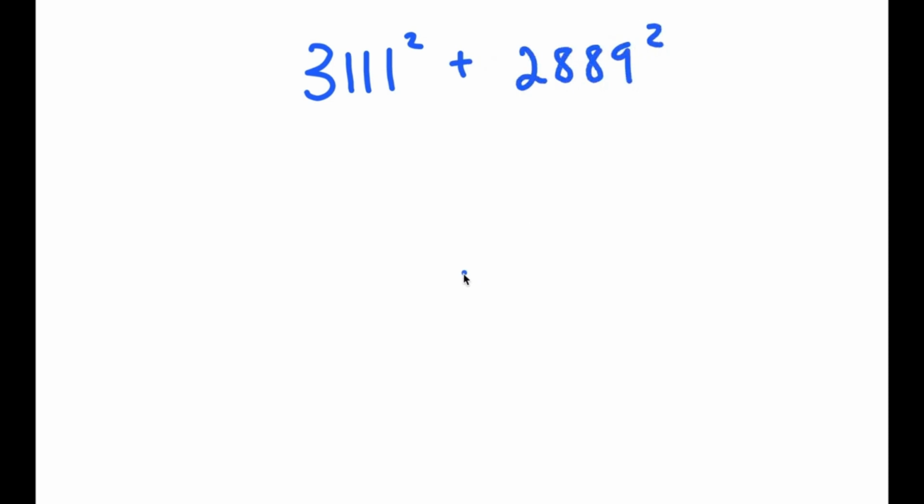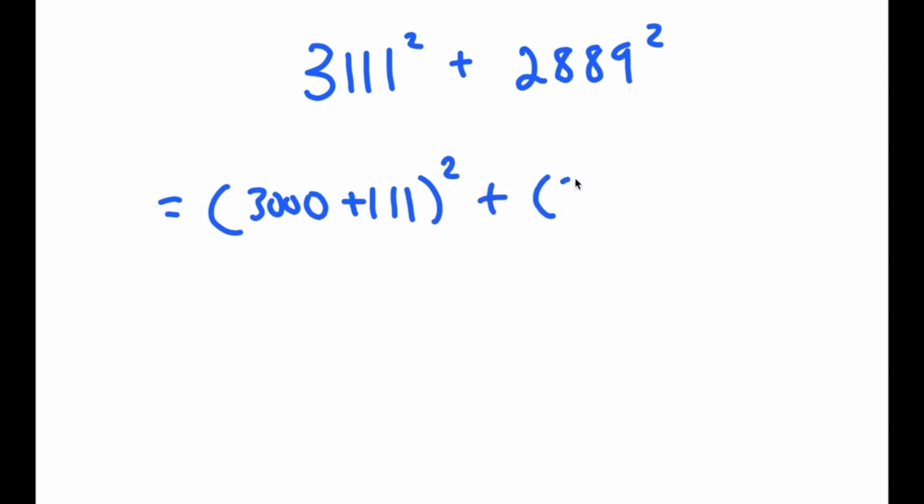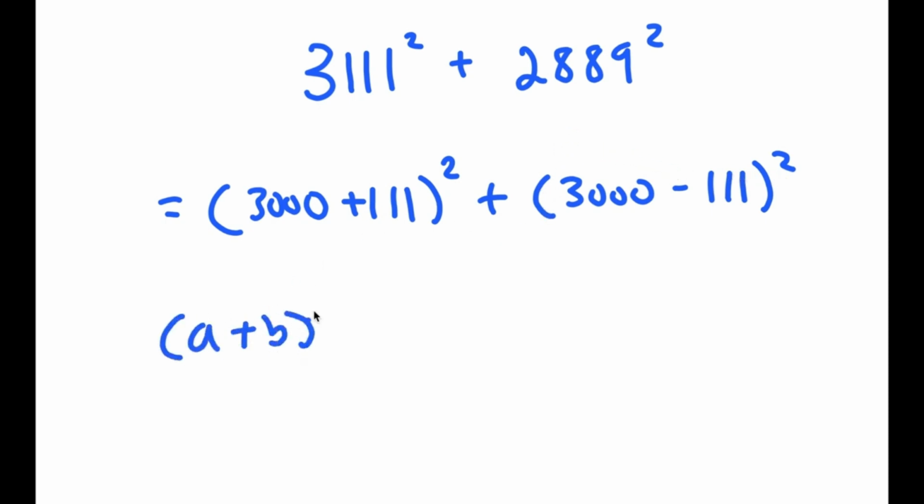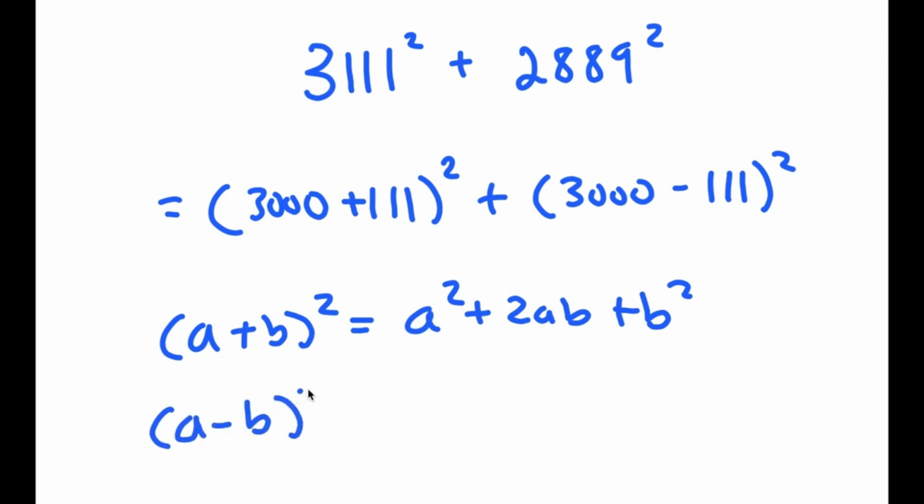Alright, so in this video, I'm going to solve the problem 3111 squared plus 2889 squared. So to solve this, I'm going to rewrite this as 3000 plus 111 squared plus 3000 minus 111 squared. Now if I have something in the form a plus b squared, this is equal to a squared plus 2ab plus b squared. And if I have something in the form a minus b squared, this is equal to a squared minus 2ab plus b squared.